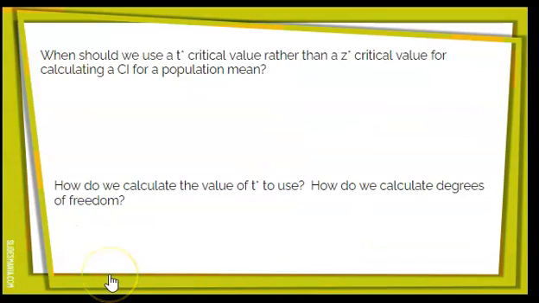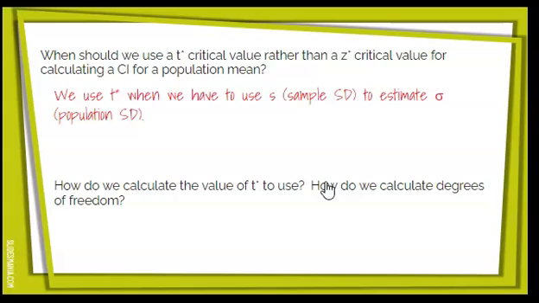So the question becomes, when should you use a T star critical value rather than a Z star critical value when you're calculating a confidence interval for a population mean? Well, we use T star when we have to use S, the sample standard deviation, to estimate sigma, the population standard deviation. Reality is, most of the time, all we have is sample data. We don't have population data. So in this course, really what you're going to see is that we use the t-distribution anytime we are encountering an average or a mean.